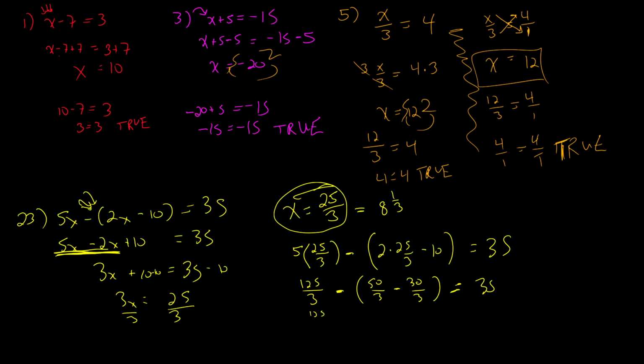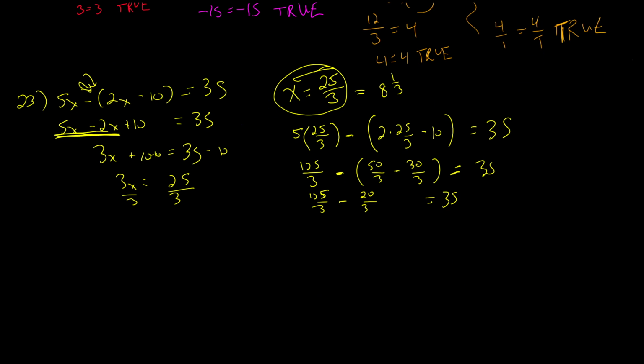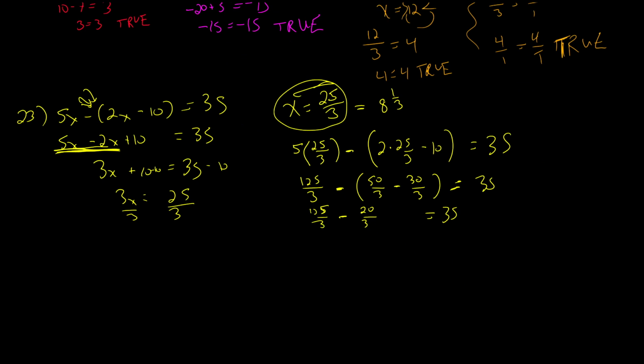And so let's put all these together. So 125 thirds minus 20 thirds equals 35. So 105 thirds is equal to 35. Well, let's do this division. 3 goes into 10 3 times, with 1 left over. 35 equals 35. It's true. And so there we go. We're able to check that.